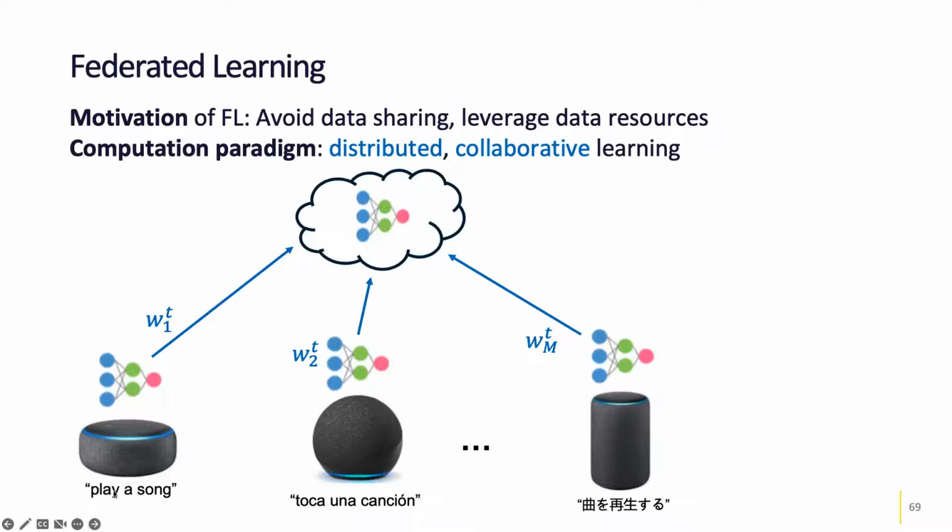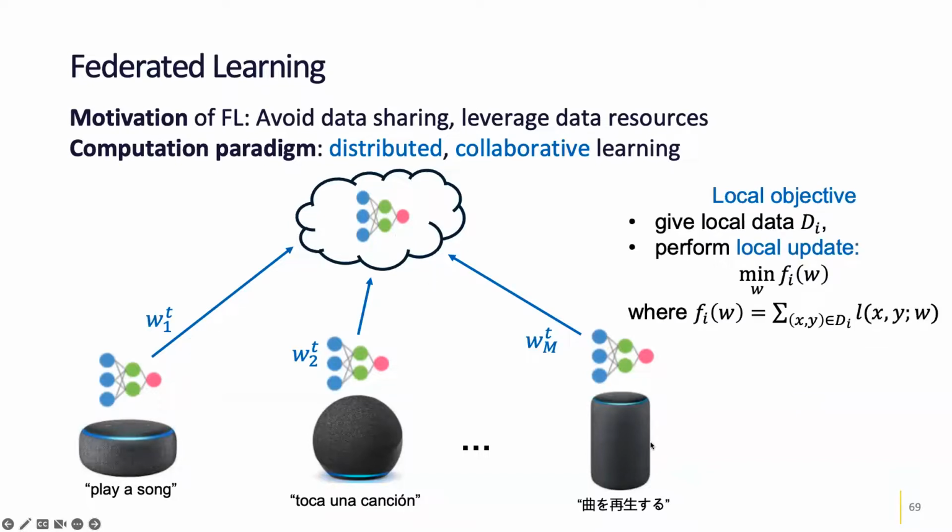So here we show an example of a speech recognition task where on the bottom side, we see different users with different devices. Each of them has a local model and local model parameters as well. And in each round, the devices train on their local dataset and upload the model parameters to the server on the cloud.